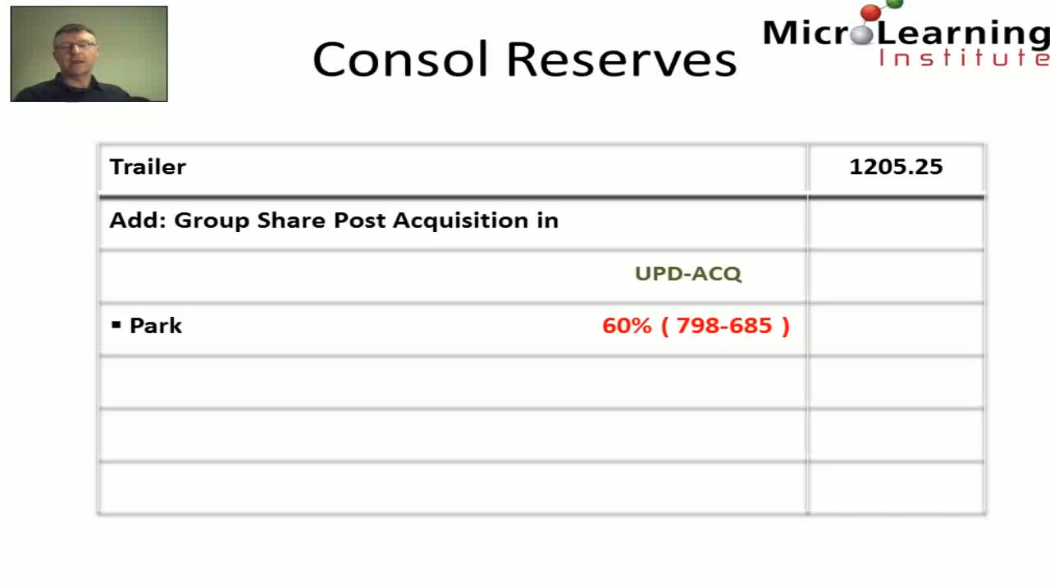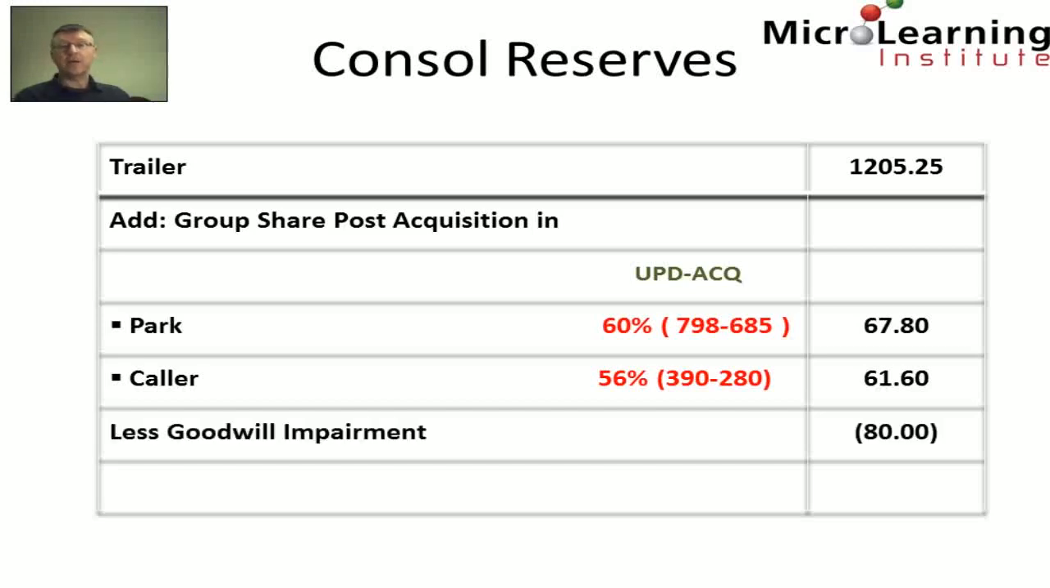So again, when we look at Park, the group share of Park is 60%, and the updated reserves figure just calculated is 798, and if we look at the reserves at acquisition of Park, they're 685. So 60% of that movement consolidates 67.8 million in post-acquisition reserves of Park. Similarly with Calle, we'll remember from the group structure that the group share of Calle is 56%. The updated reserves is 390, and the reserves at acquisition of Calle, adjusted for any fair value adjustments, is 280, giving us 61.6 million in post-acquisition reserves of Calle.